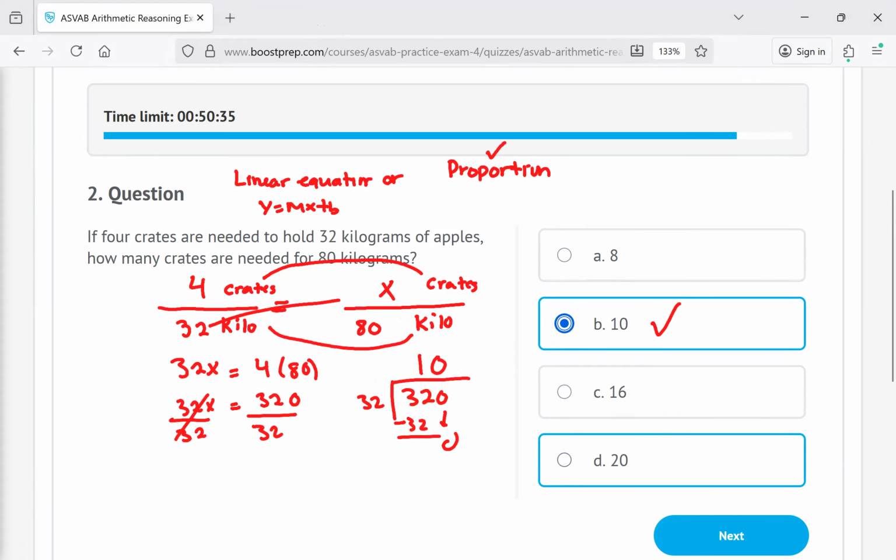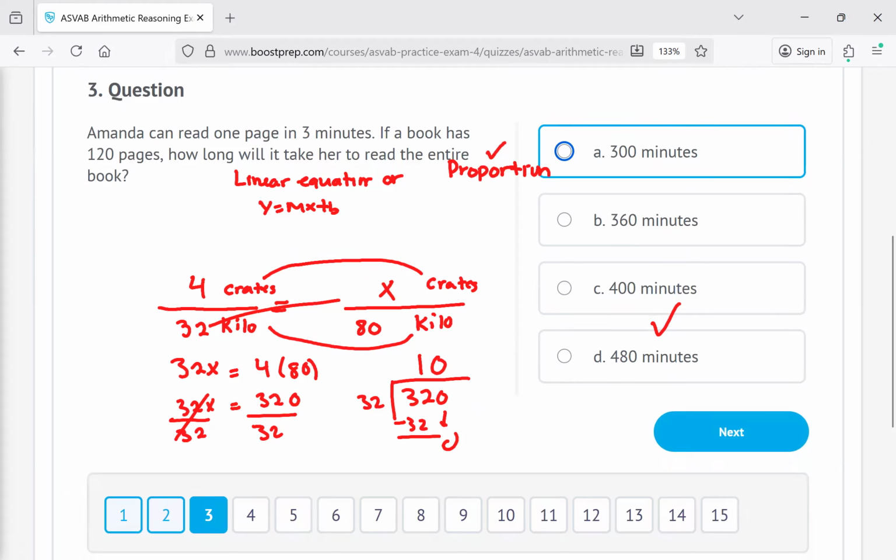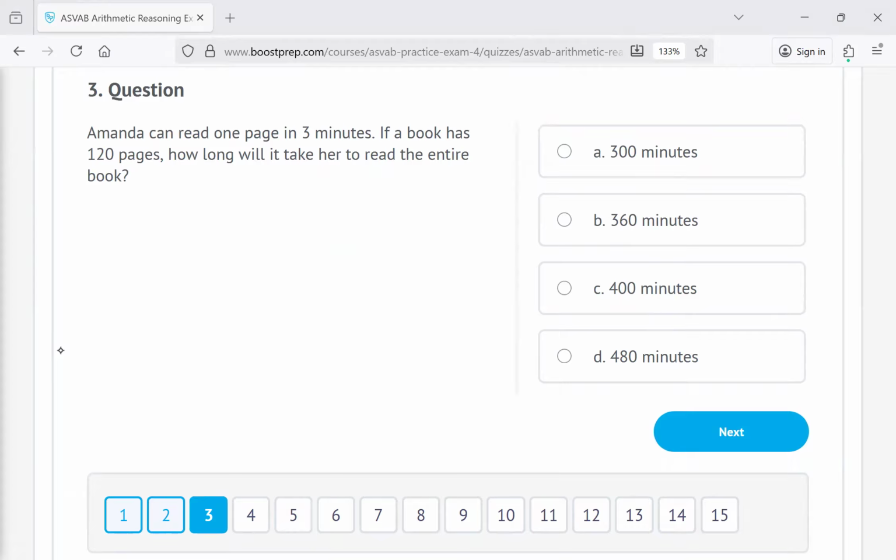I think there's a last problem in this section that might be a little bit difficult without a calculator. I'll explain. Question 3. Amanda could read one page in 3 minutes. If a book has 120 pages, how long will it take her to read the entire book?